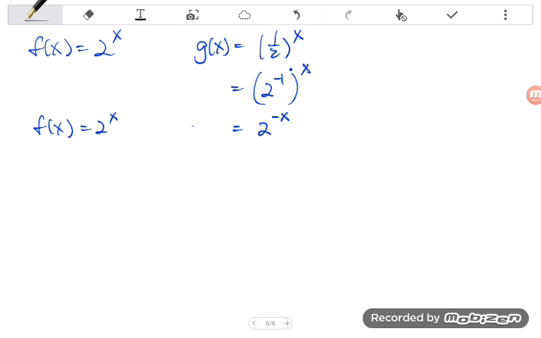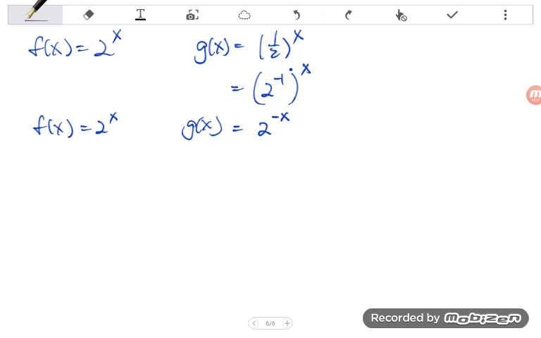Let's compare them. My g of x is equal to 2 to the power of negative x, and my f of x is equal to 2 to the power of x. Now, back in chapter 1, when we learned about transformations, what type of transformation is that? Maybe you can pause the video, go back to your notes, and think about what type of transformation that negative gives us.